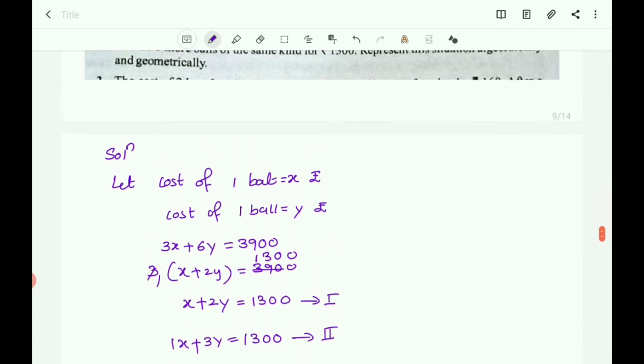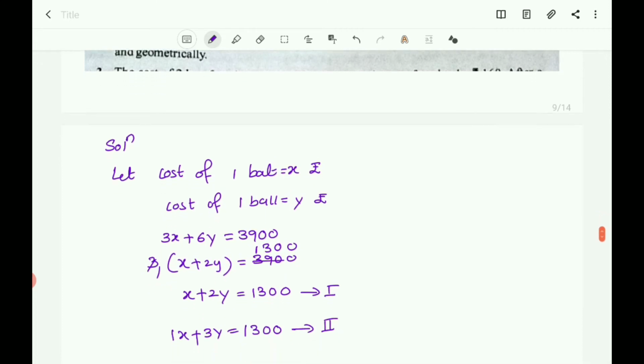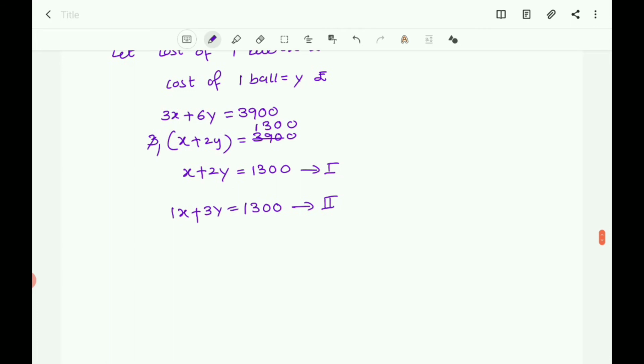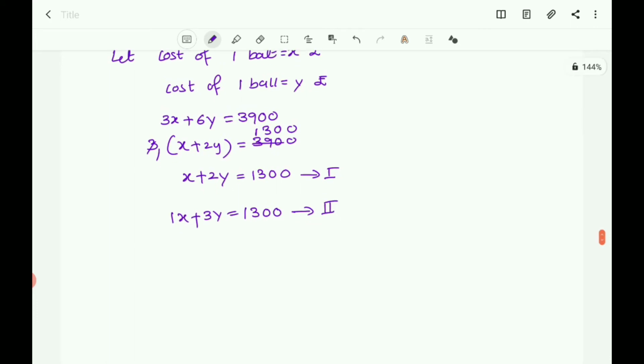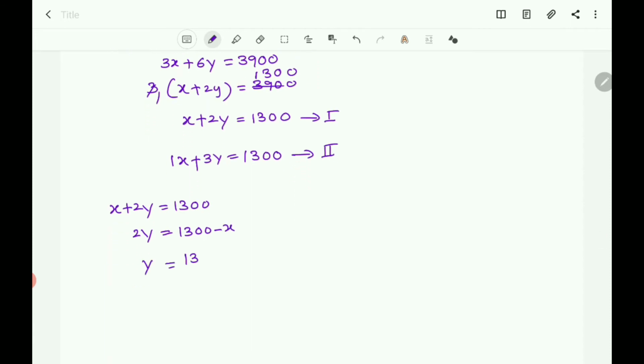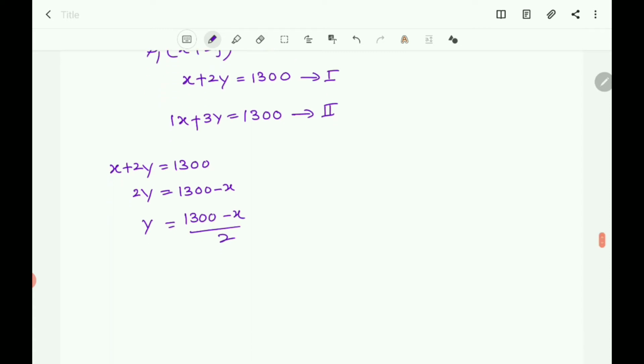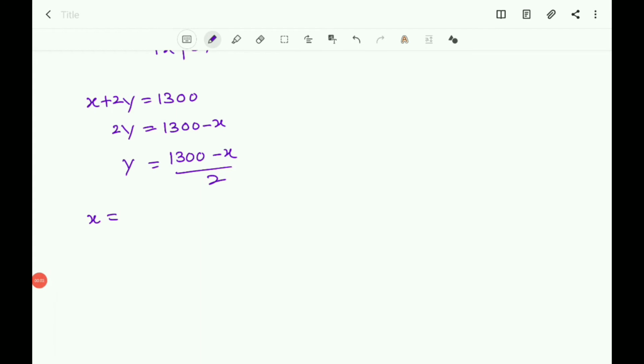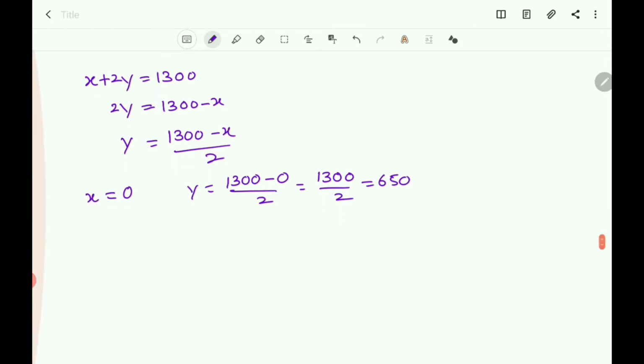Next, we have to represent this geometrically, that means graphically. So let us find solutions for both linear equations. The first one is x plus 2y equals 1300. So 2y equals 1300 minus x, and y equals (1300 minus x) by 2. Now you take x equals 0, then y equals (1300 minus 0) by 2, that is 1300 by 2, equals 650.